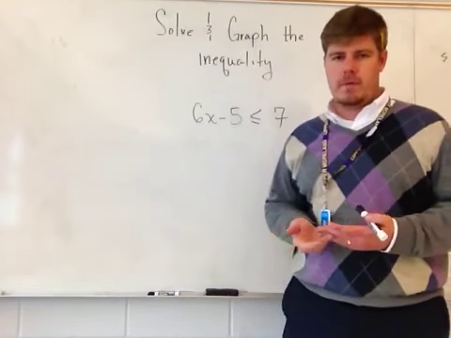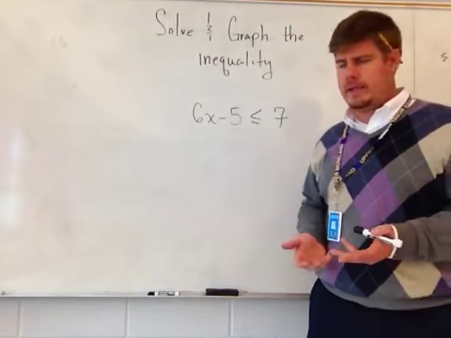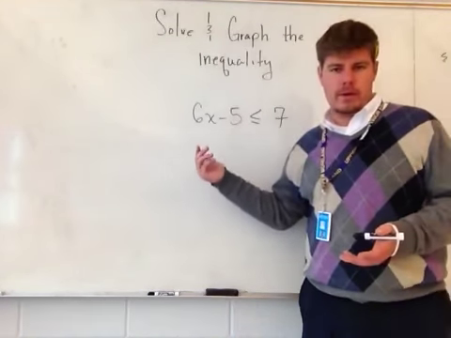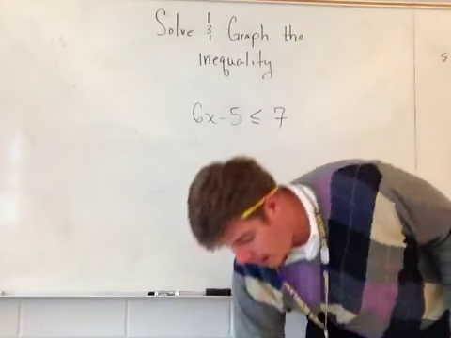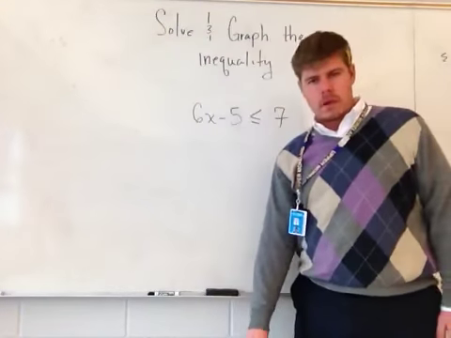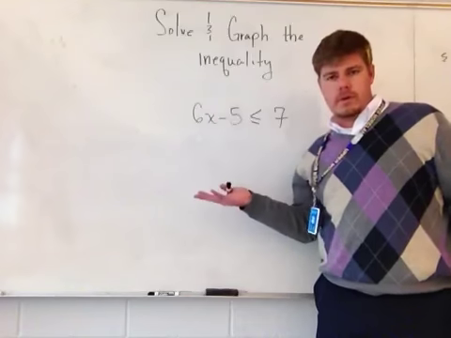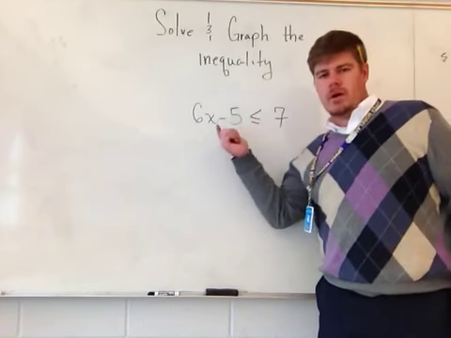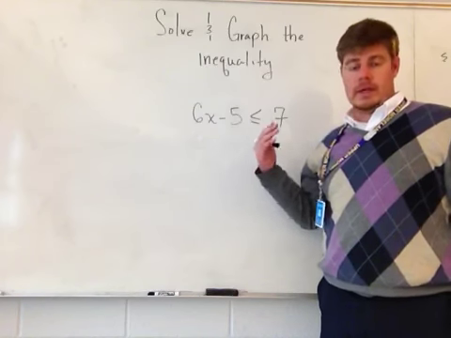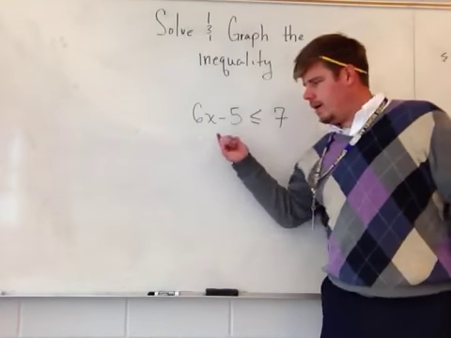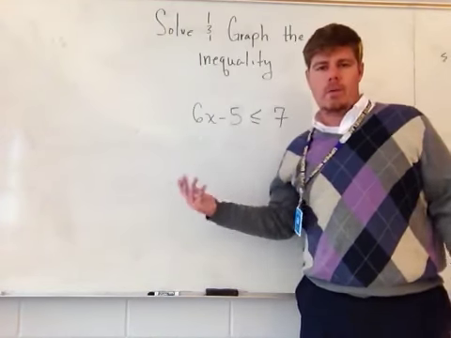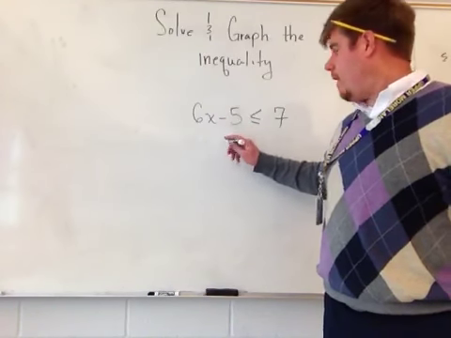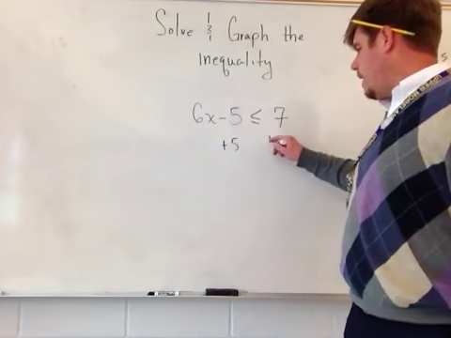So much like before, if we had an equation, so let's say I had an equal sign here instead, I would be finding the x value that would be equivalent to that 7. And when you do that, the important thing to talk about here is that if I were to solve this like it were an equation, let's talk about what I would get. First things first, I have the negative 5, so let's add 5 to both sides.